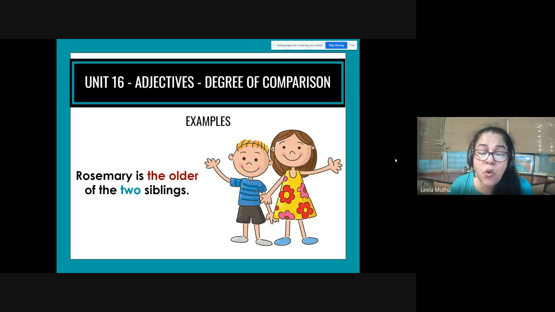Rosemary is the older of the two siblings. Okay, she's the older. But when we are talking and we are comparing, we'll say Rosemary is elder to John, or she's the eldest of all the three sisters. Understood?